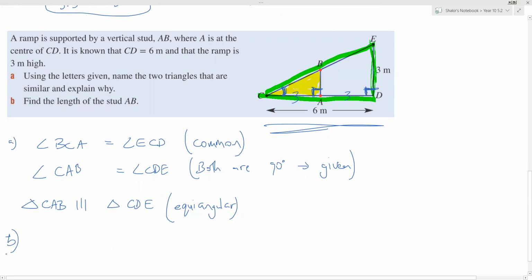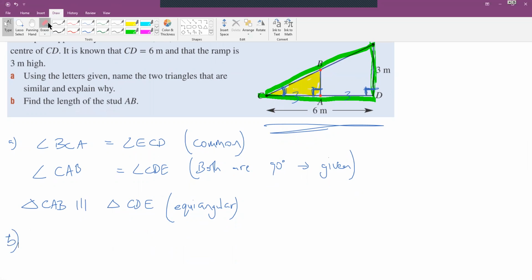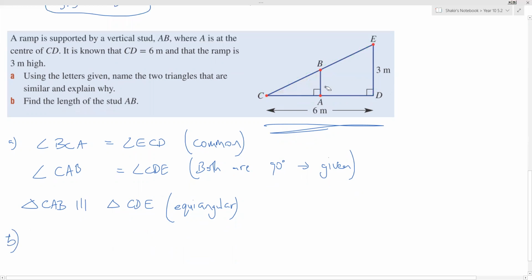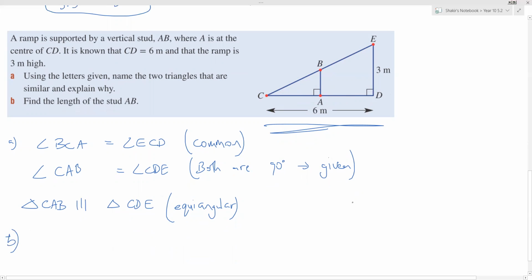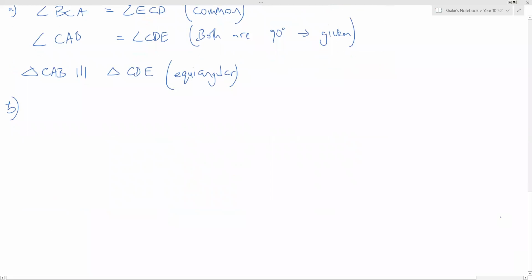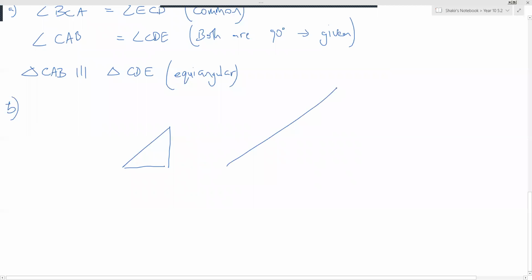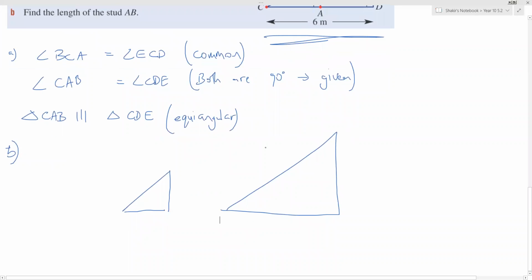All right, moving on to part B, which is today. Find the length of the stud AB. So we are trying to find AB here. I'll just clear it up a bit, so we can see clearer. Often it helps to draw the two triangles. We are dealing with two different triangles, so I'm going to draw the small triangle, and then I will draw the big triangle separately. I know this is 6. I know this is 3. And how high is it? The big triangle is 3 meters high. How high is the small one? We don't know. We are trying to find it out.